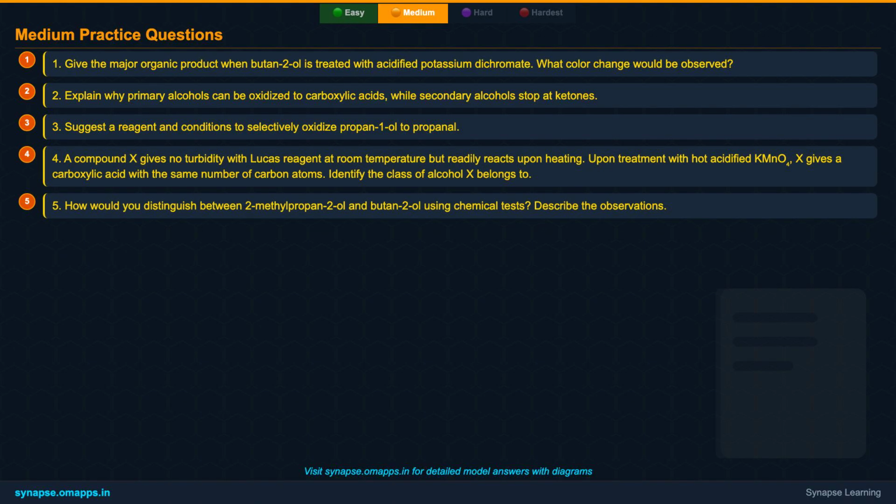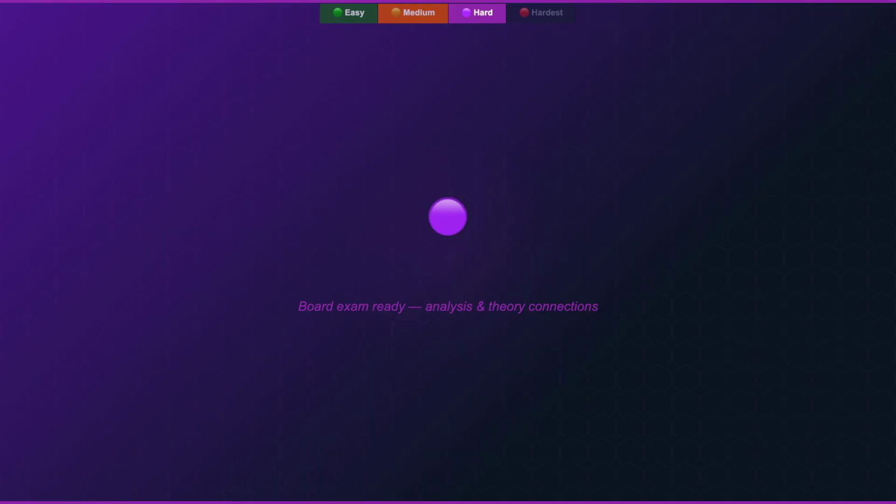Time for some medium-level practice. These questions require a deeper understanding of reaction mechanisms and the outcomes of oxidation reactions. Take your time to analyze each scenario and predict the products or explain the observed differences. Good luck! Let's elevate our understanding. The hard level will compare these methods in detail and introduce the classic Victor-Meyer test, connecting it all to fundamental chemical theories.